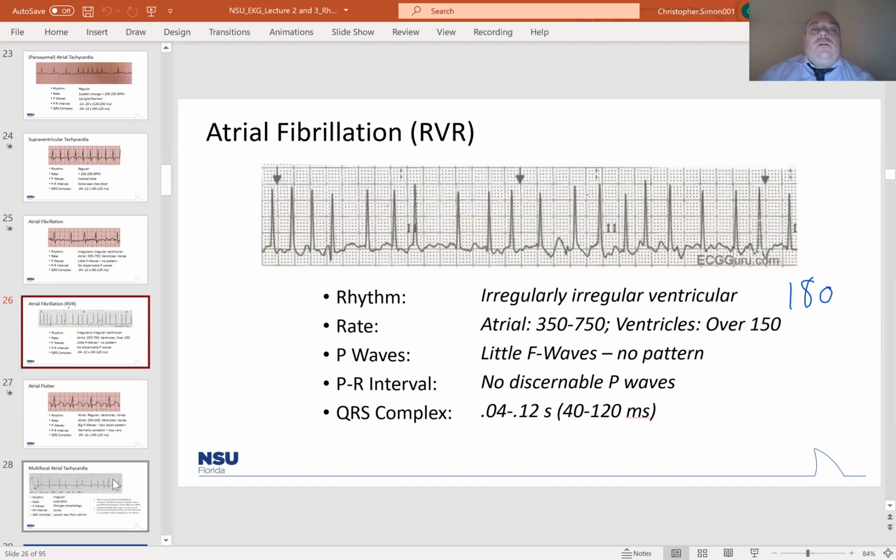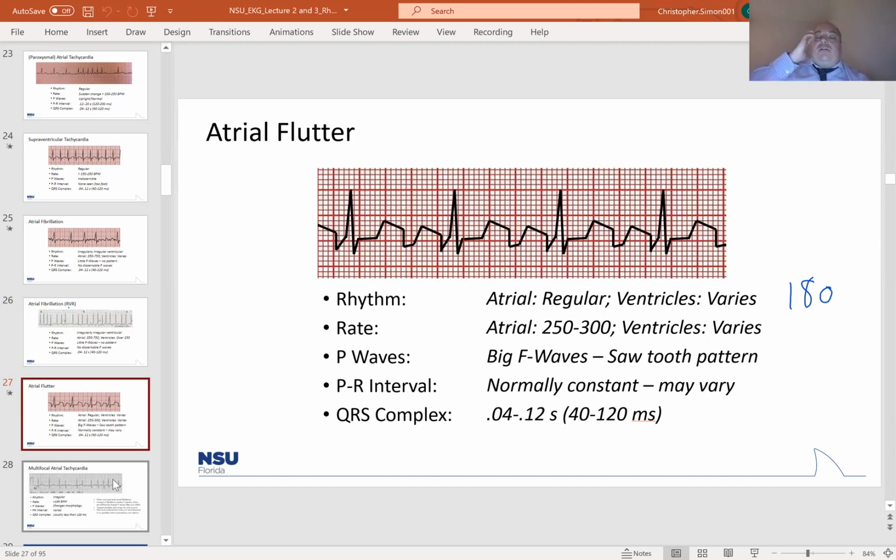All right, so let's talk about a flutter, okay? A flutter. We're going to move back to the whiteboard here, after I erase this. Back to the whiteboard.